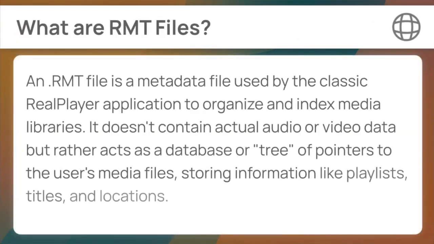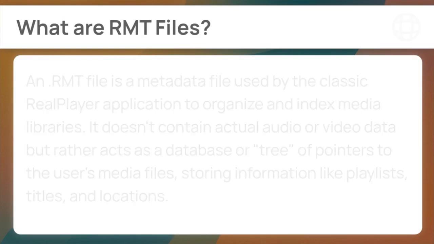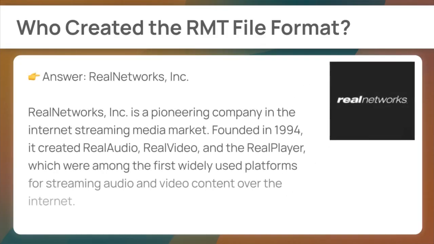An .rmt file is a metadata file used by the classic RealPlayer application to organize and index media libraries. It doesn't contain actual audio or video data, but rather acts as a database or tree of pointers to the user's media files, storing information like playlists, titles, and locations.